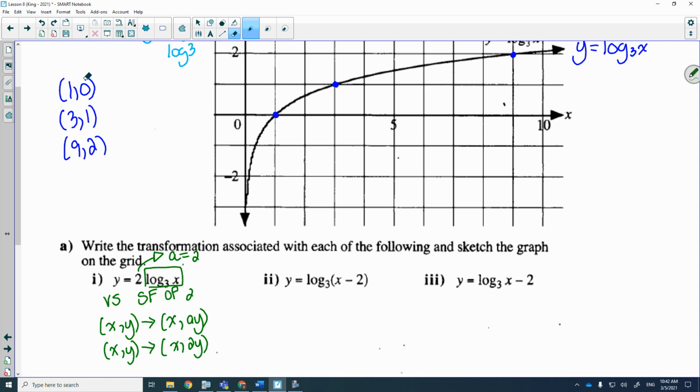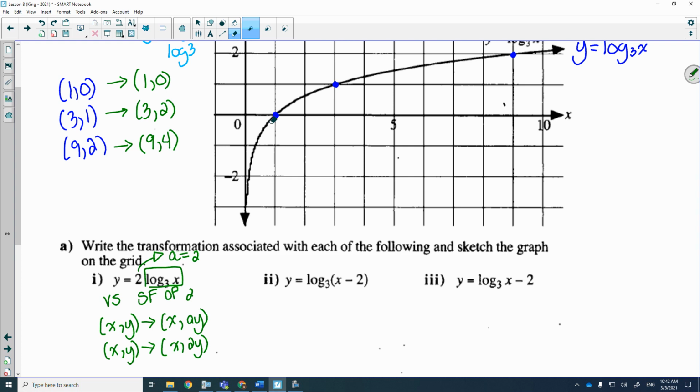So the reason why I wrote these 3 points off to the side is let's figure out what the new graph would be with an a value of 2. So x's stay the same, y you multiply by 2. So 2 times 0 stays at 0. This guy would become 3 comma 2, and this would become 9 comma 4.